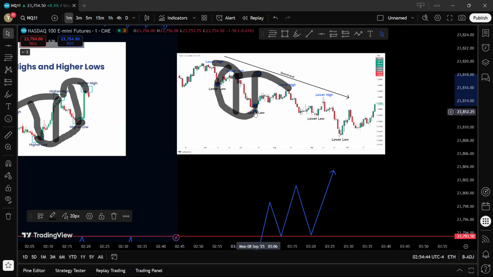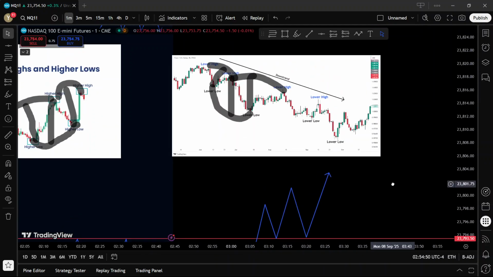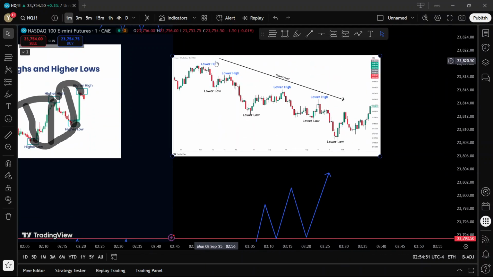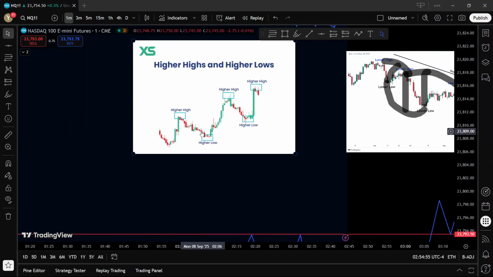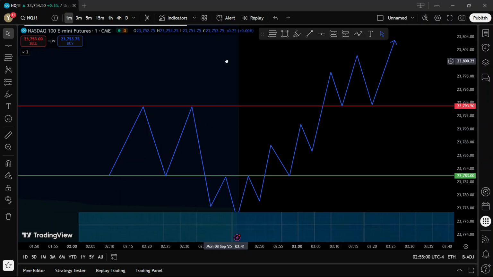So then again, from this lower low to this lower low, the lower high is in the middle. And you always want to trade with the trend. If you see it's a downtrend, you always want to be looking for sells. And if you see it's an uptrend, you always want to be looking for buys, right?